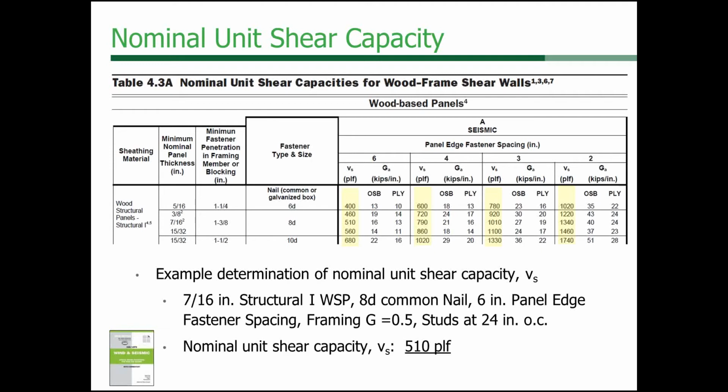But this is where we get our capacities for our shear walls, and this is pretty much a prescriptive table, meaning that you have to have a recipe to get the capacities that are shown in this table. You have to have a certain wood structural panel, a certain nominal thickness of your panel, your minimum fastener penetration, and then the fastener type, which is common nails or galvanized box nails.